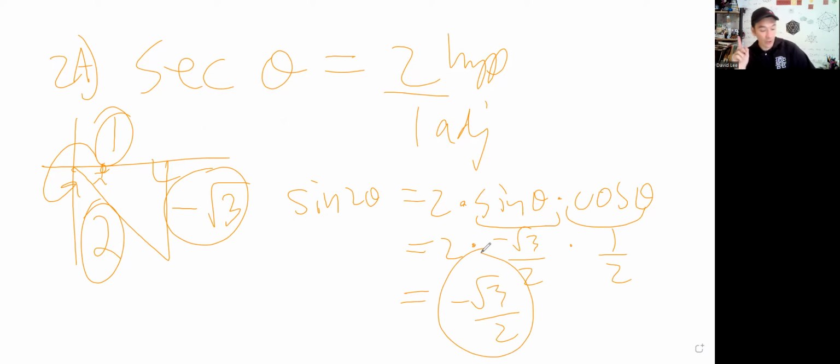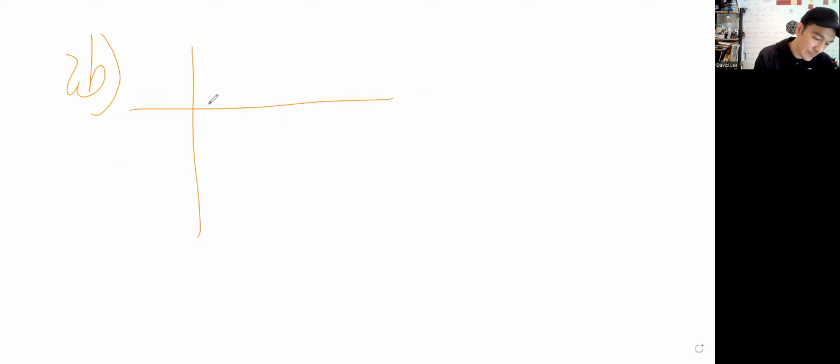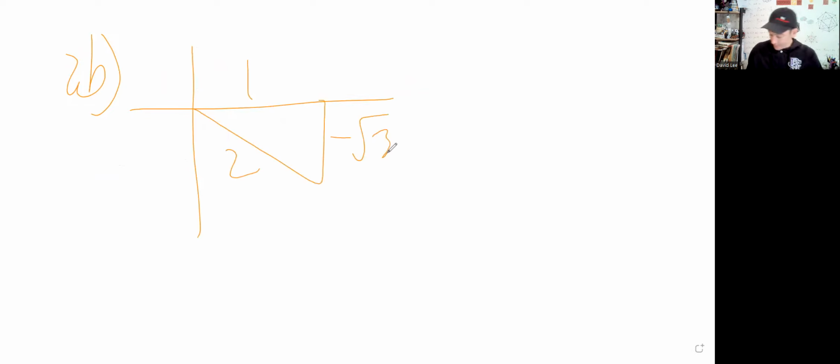Done for 2a. Now 2b. I think we have the same picture, right? For 2b, got the same diagram. 2, 1, negative square root 3. Now the goal for 2b, what was it? It says tangent of theta halves. All right. We have tangent theta over 2. That's a half angle.